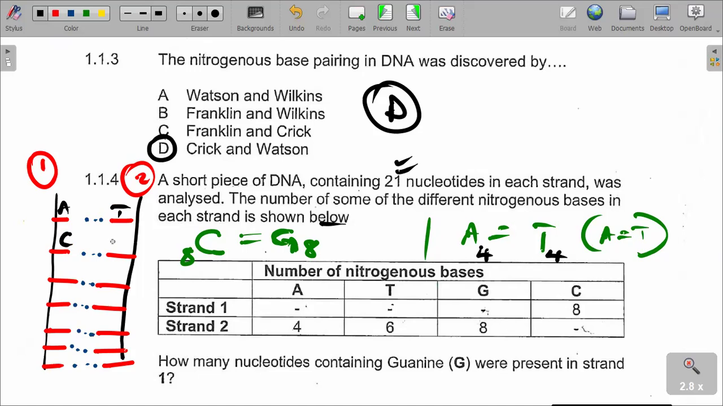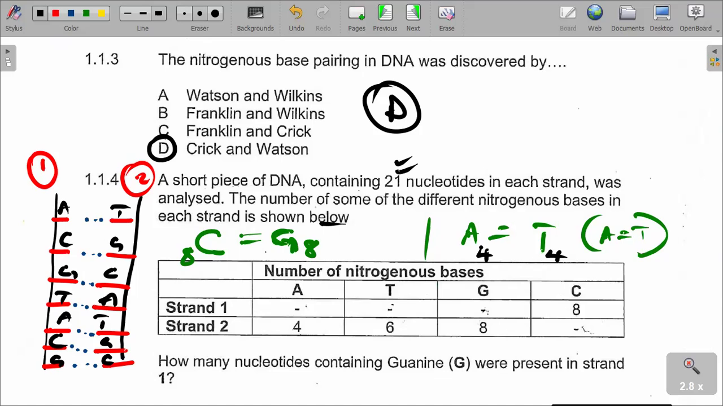We have C, we have G, we have G, we have C, we have T, we have A. We have A, we have T, we have C, we have G, we have G, we have C. So basically what I'm saying is the base pairing rule explains that the total number of nitrogen bases which are complementary bases must be equal. That's what we need to understand.